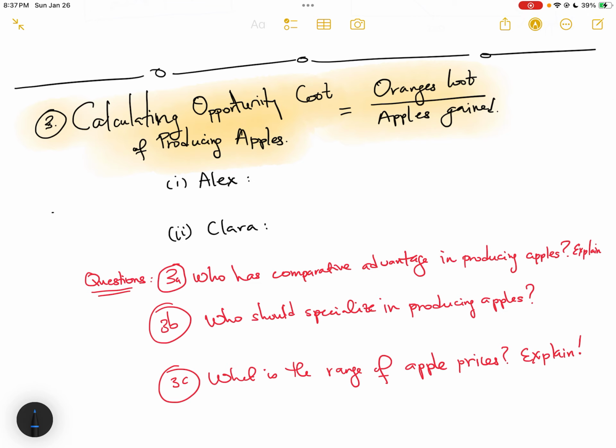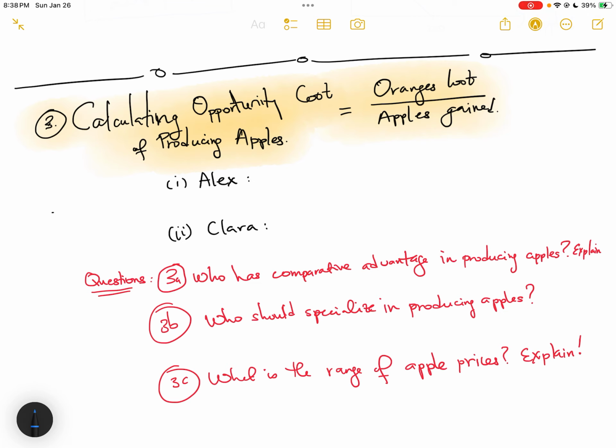We can do more. We can calculate opportunity cost of producing apples for Alex and for Clara. Why? Well, Clara and Alex may want to trade if they can find out who can do the better job at producing each good. What I mean is, who gives up less to produce apples or oranges? When we figure that out, we can have the person who gives up less the opportunity to just specialize in that good.